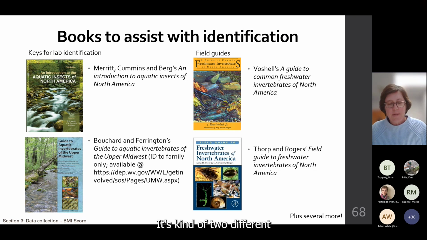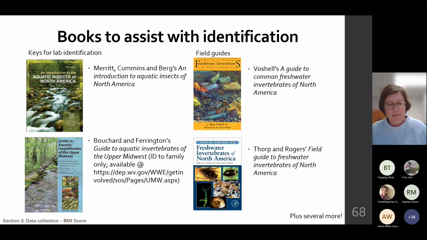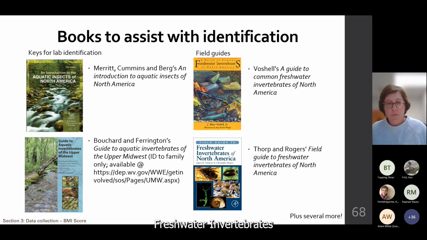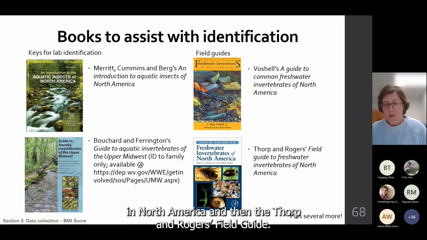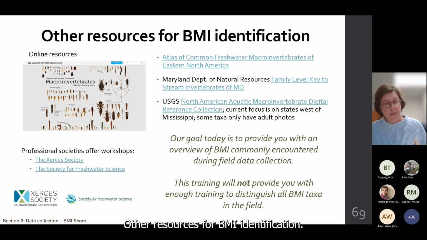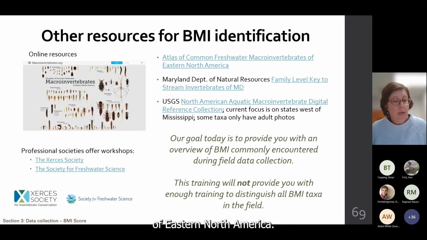There's kind of two different book types. You have your lab keys, which are real big and heavy, not always, but like the Merritt tends to be. And then you have your field guides. There are some out there, like the Voshell's Guide to Common Freshwater Invertebrates of North America, and then the Thorp and Rogers Field Guide. And I'm sure there are other ones out there, but you may not want to bring books.